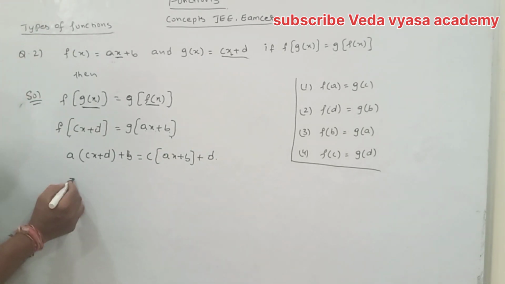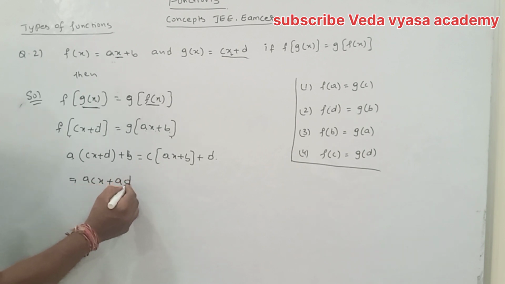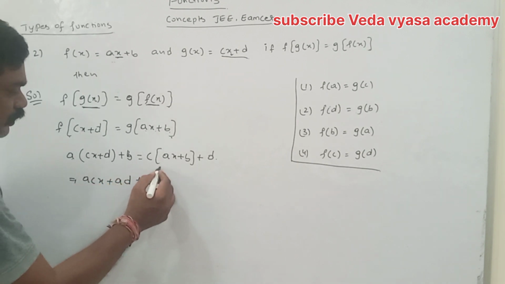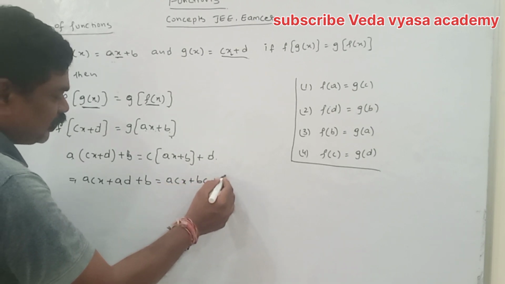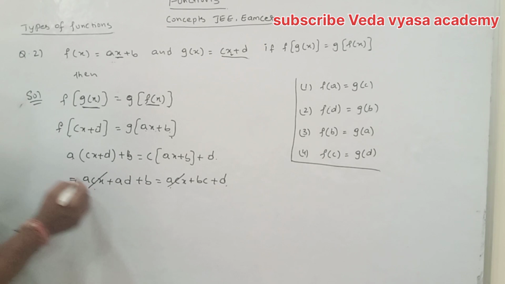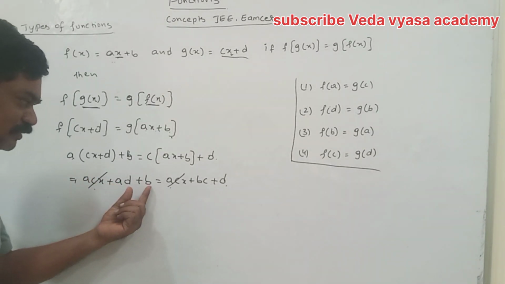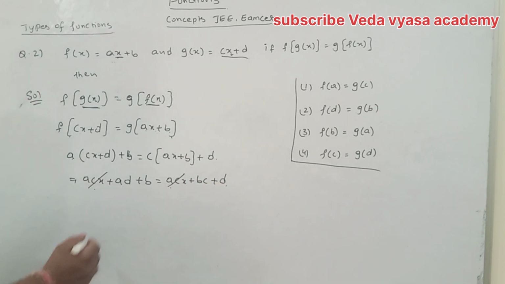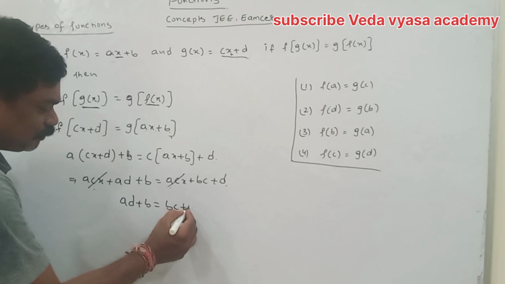Okay, all of you. This implies acx plus ad plus b equals acx plus bc plus d. Here acx cancels. Then what is the result? ad plus b is equal to bc plus d.